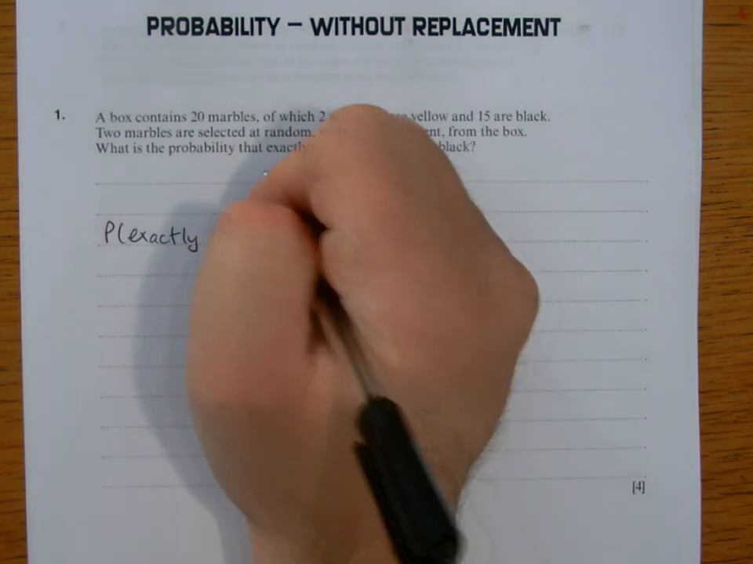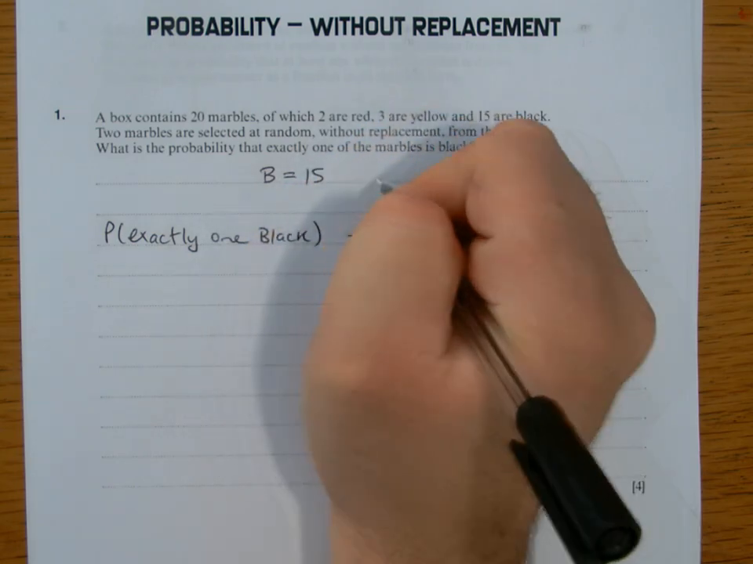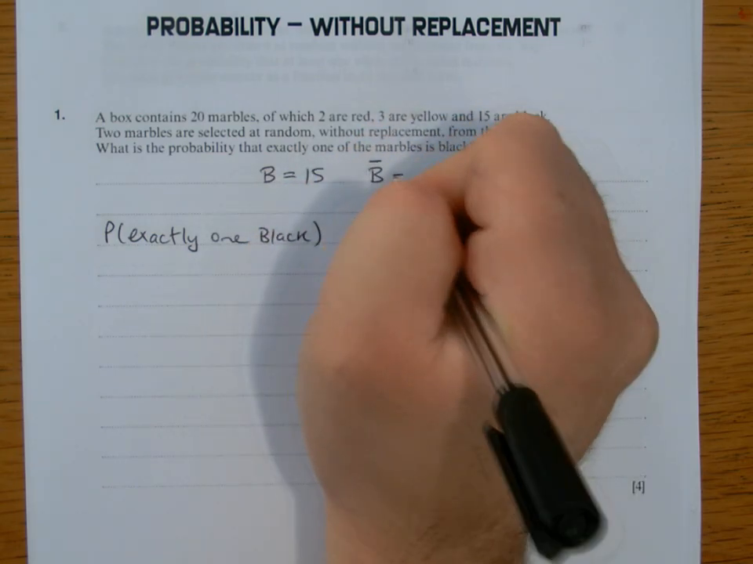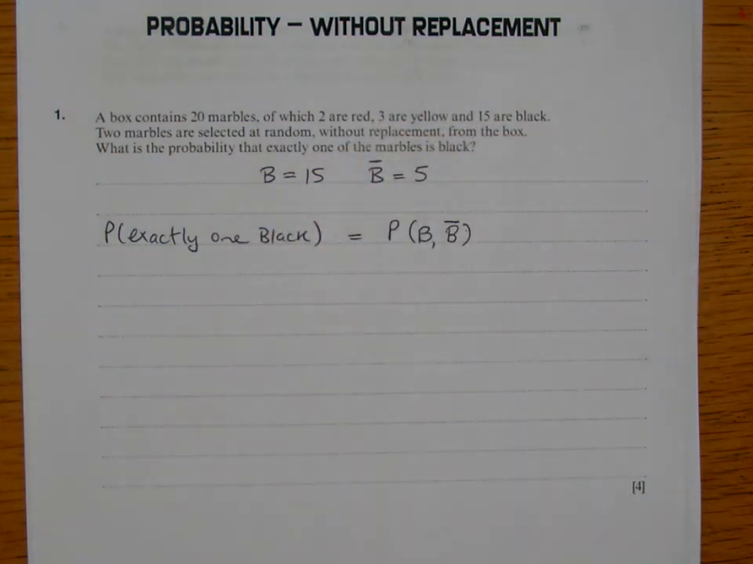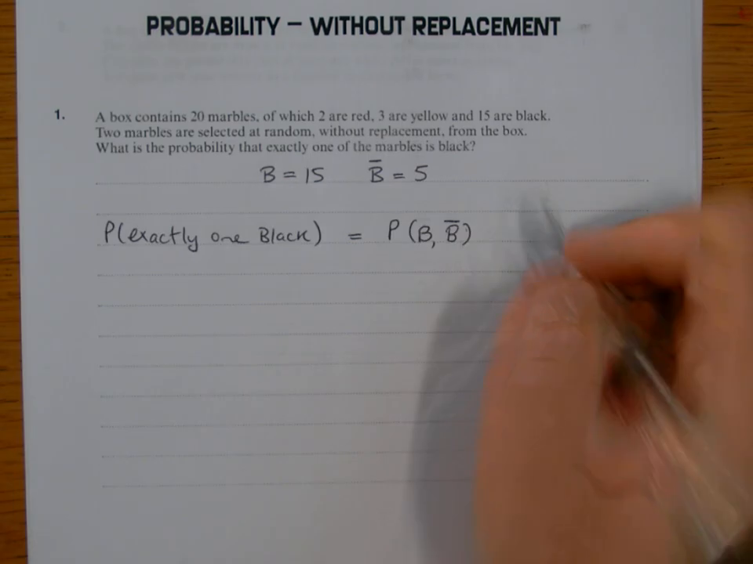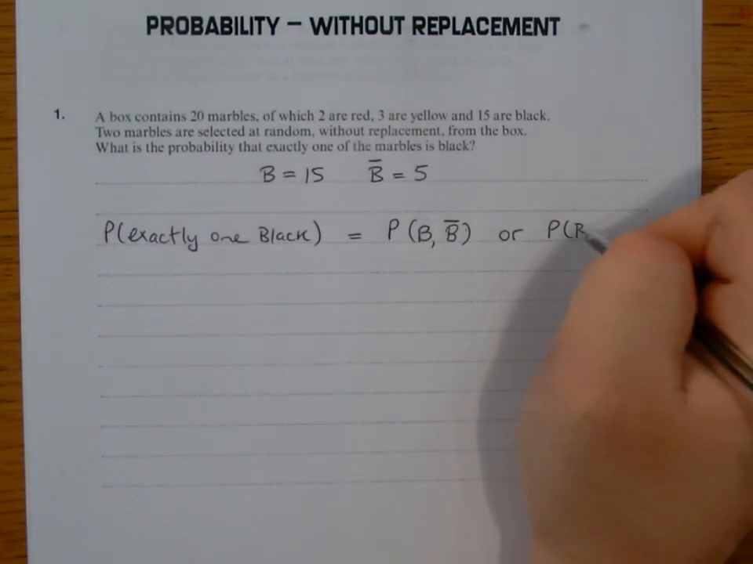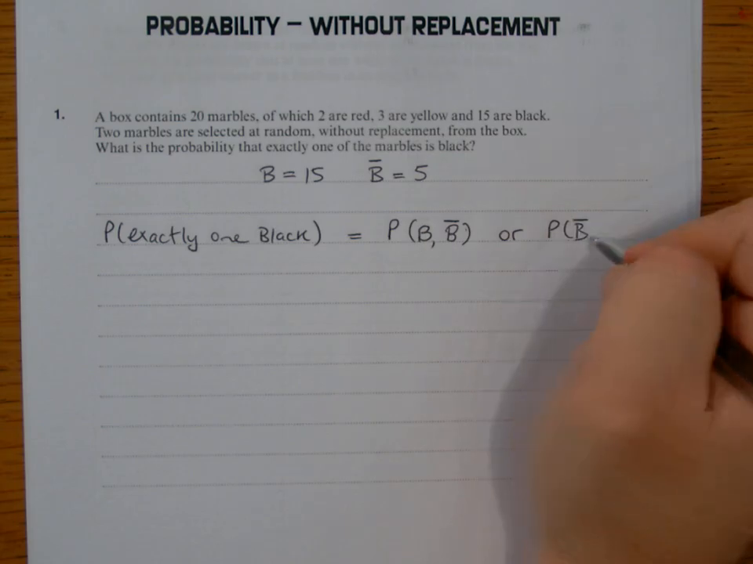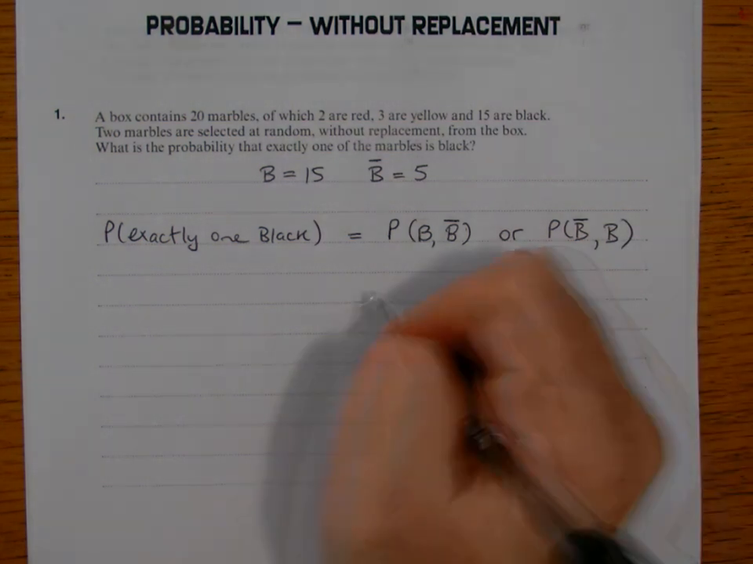So we could even do this up here, and I like to do this. I like to say how many black they've got there. So you've got 15 black marbles, not black, then it will be 5, of course. It will combine the red and the yellow, okay? So exactly one black. It can either be the first one black, the second one not black, or, of course, we've got another option. The first one might not be black, okay? That could be red or yellow, but the second one will be black, okay? So then it's a case of just working out these probabilities.